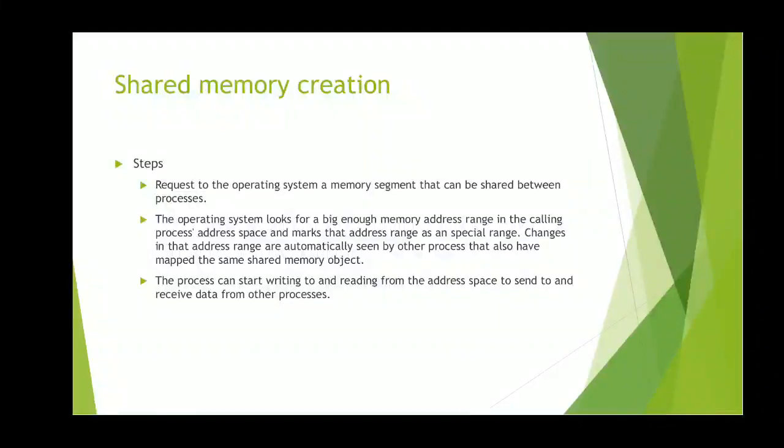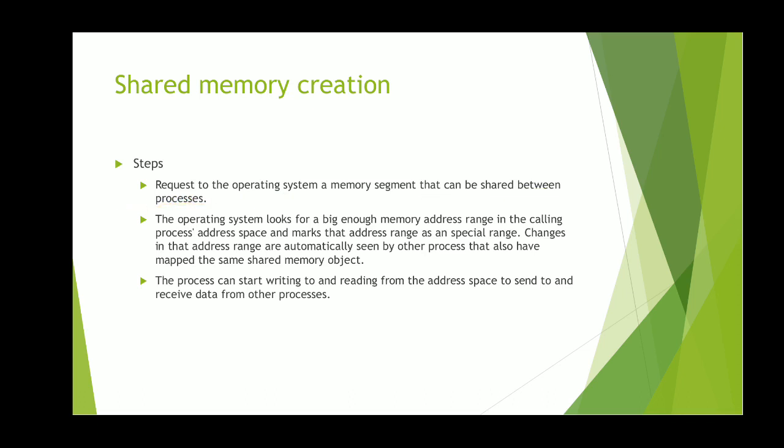Now we can see the various stages of shared memory creation. The first stage is that the process requests the operating system to allocate a shared memory. Upon receiving the request, the operating system will allocate a memory range for shared memory purposes. So the first step of shared memory creation is the process requesting the operating system for a memory segment that can be shared between the processes.